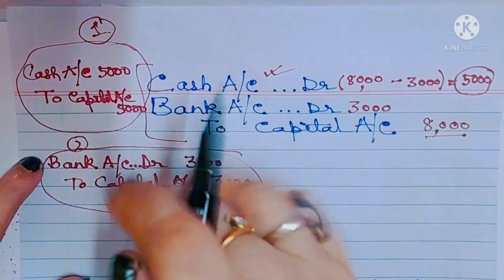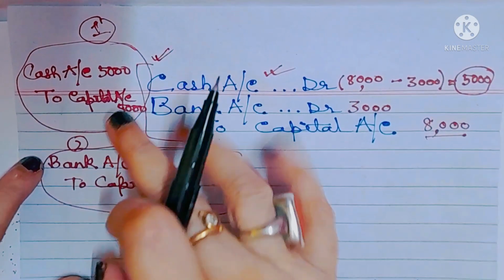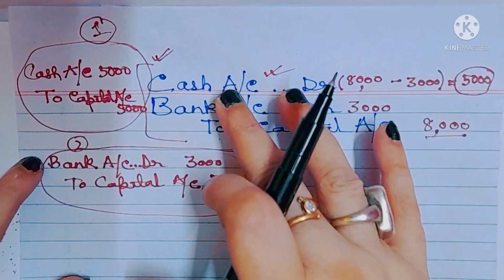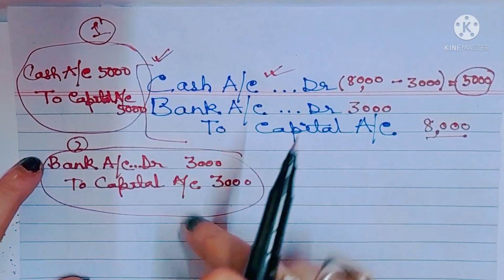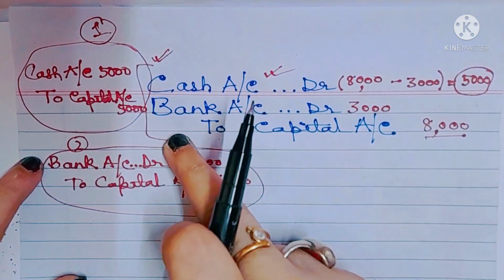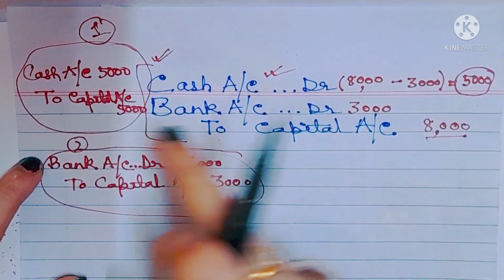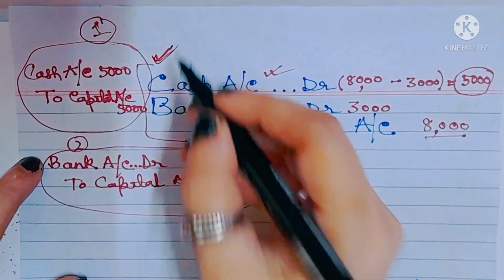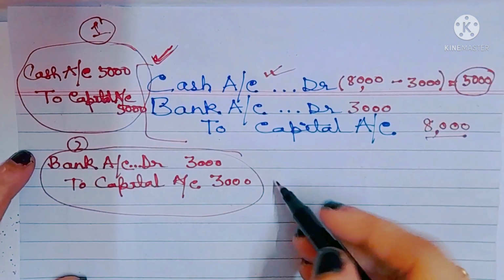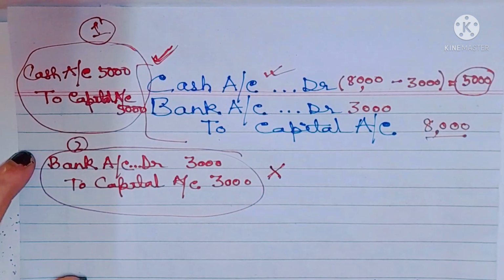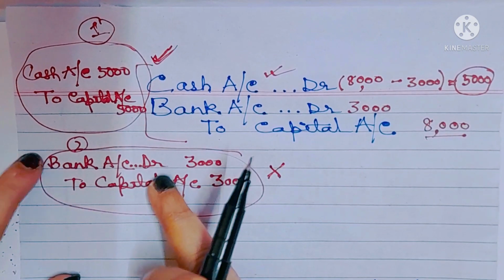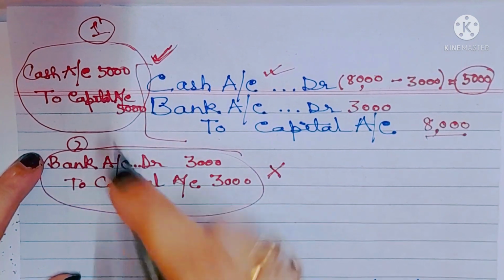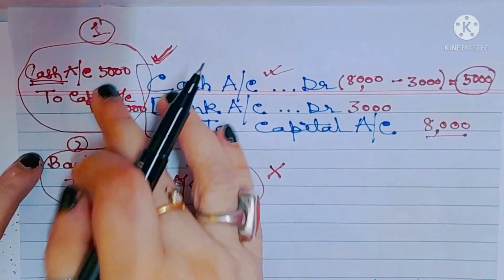Since cash book only records cash transactions, no bank transactions, which one do we have to record? Only cash account to capital account. I have divided the compound journal entries into two simple journal entries so that you can understand. One will be cash account to capital account 5,000. We have to record this. Bank account to capital account, we can't record. Why? Because cash book only records cash transactions. See, cash account is on the debit side.